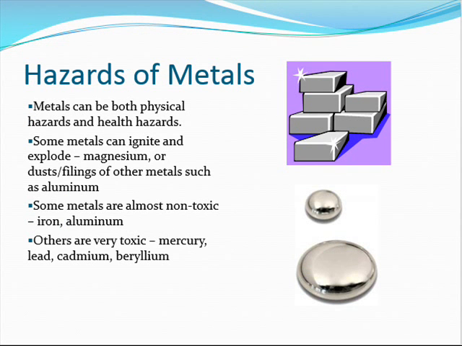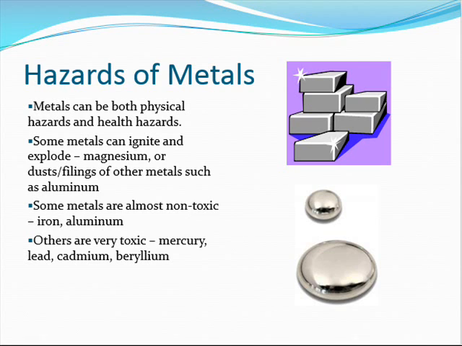Hazards of metals. Metals can be both physical hazards and health hazards. Some metals can ignite and explode, such as magnesium or dust and filings of other metals such as aluminum. Some metals are almost non-toxic: iron, aluminum. Some metals are very toxic: mercury, lead, cadmium, beryllium. Metals can present different hazards from poisoning to explosions and fire. Metals can cause health effects such as elevated blood pressure, brain damage, kidney failure, and death.